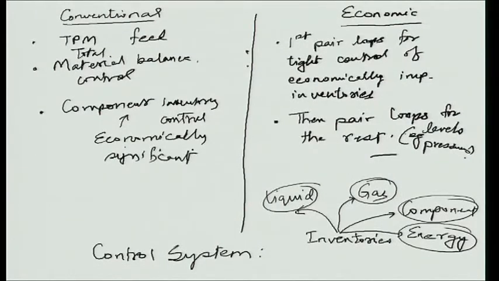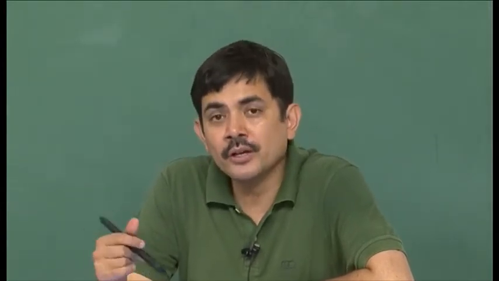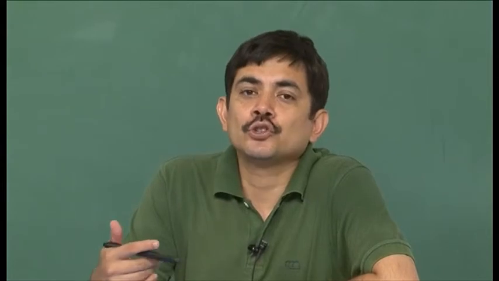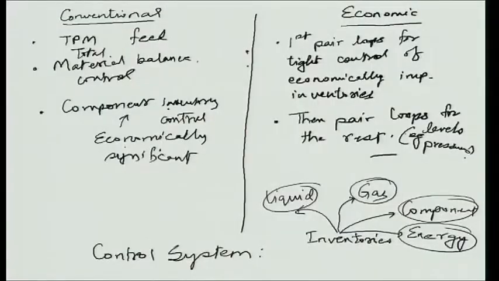in the conventional approach, because you are pairing loops for material for control of levels and pressures first, what happens is the valves that remain for component inventory control may actually not give you the tightest control, because material balance control has already taken up loops. Okay, and it is this basic difference between the two approaches.